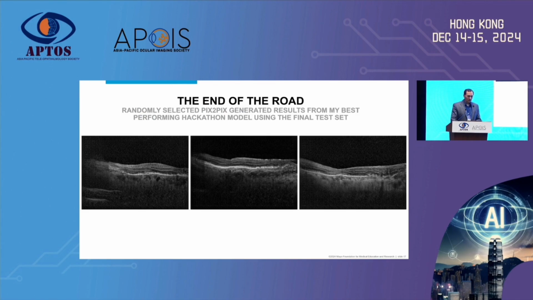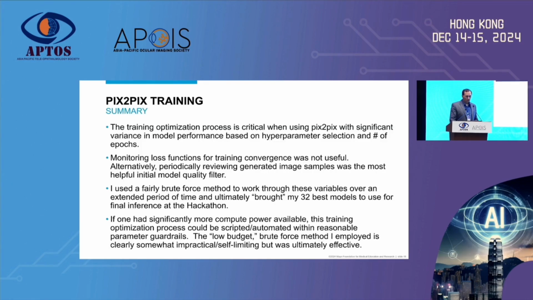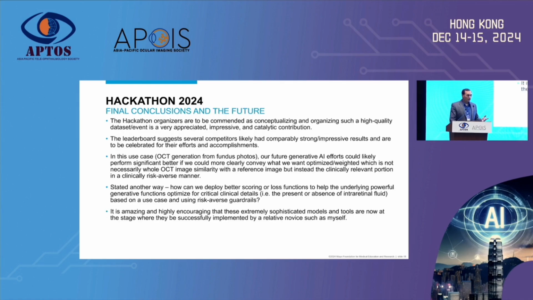So, the end of the road. These are 3 randomly selected images from the test set that were generated on Friday. That gives you an idea what the final output of this looks like from a human perspective. I'm not going to go into great detail here, but basically I brought my 32 best models to the competition on Friday, ran them all using this brute force method, and it turns out the whole thing worked pretty well, surprisingly. I learned a ton in the process.